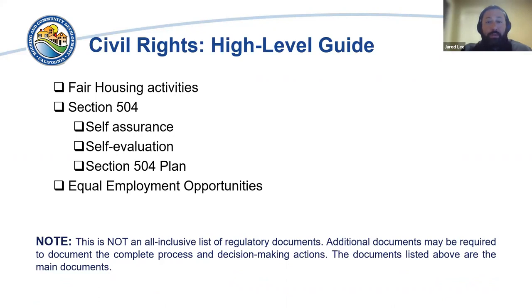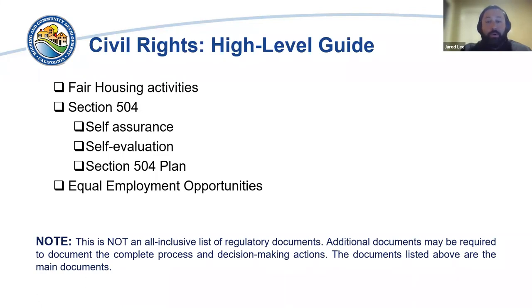For civil rights, there are three baseline requirements which should be looked at from the program level. And we'll discuss Section 3 under a project specific record. But for the purposes of general records: fair housing, Section 504 for accessibility requirements, and equal employment opportunities. A lot of the documentation under these requirements describe the activities that you as the subrecipient complete to further fair housing, Section 504, and EEO activities.